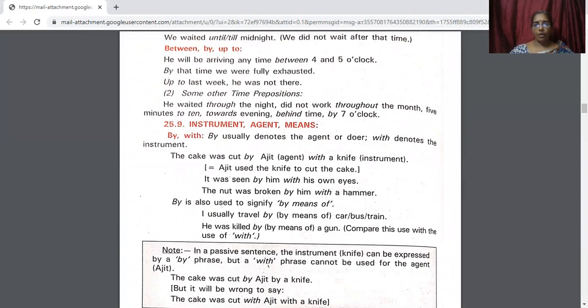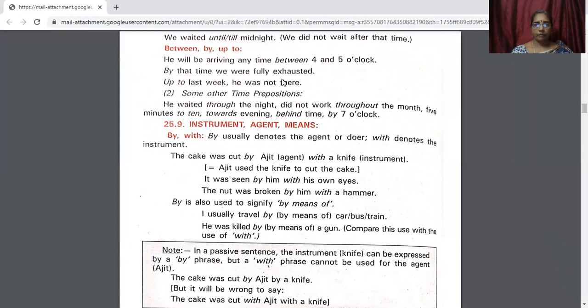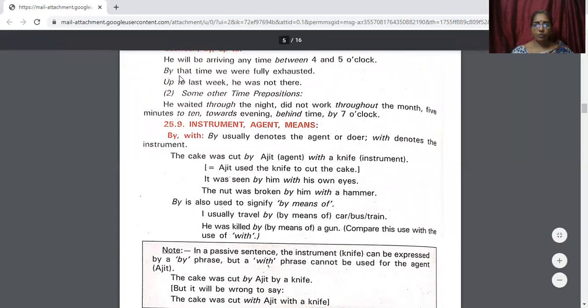Now, between, by, up to. He will be arriving anytime between 4 and 5 o'clock. You see the preposition here, how between is used. Then by that time, we were fully exhausted. How by is used, by that time. Up to the last week, he was not there.